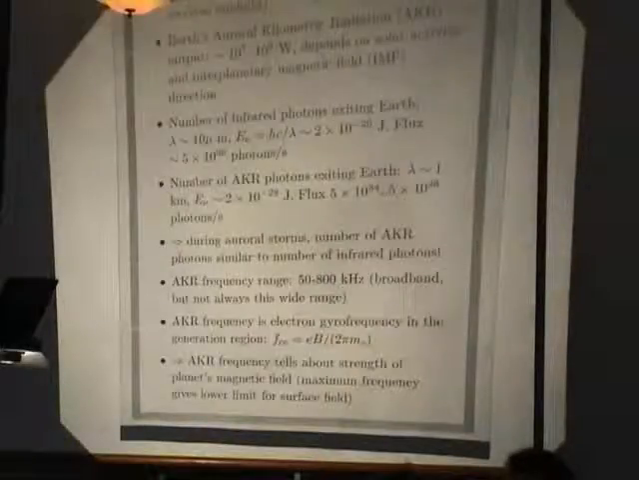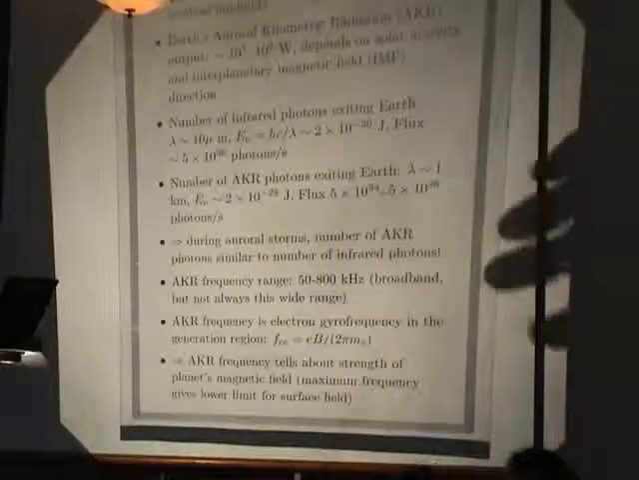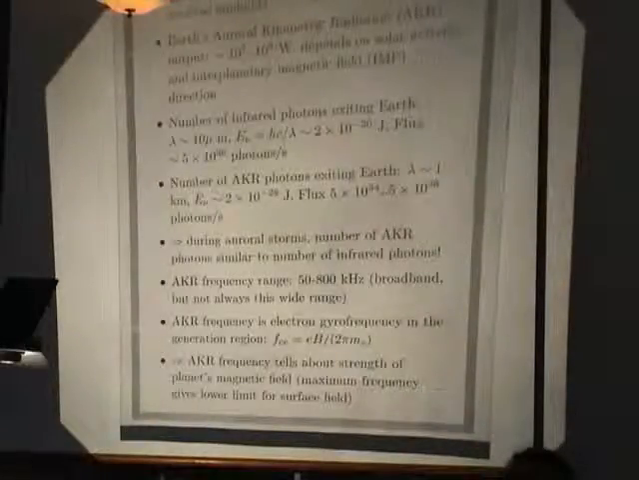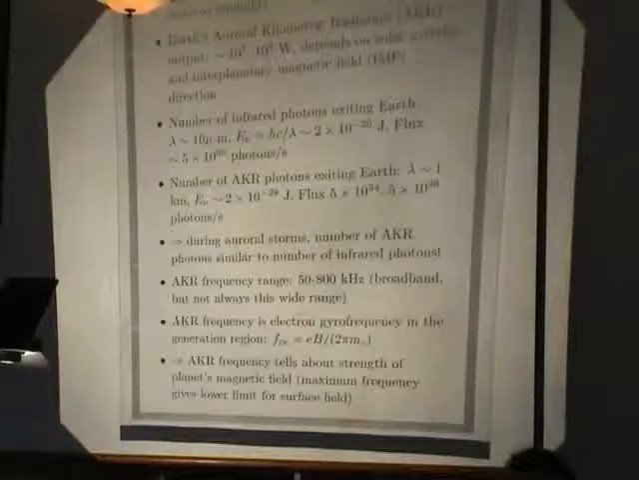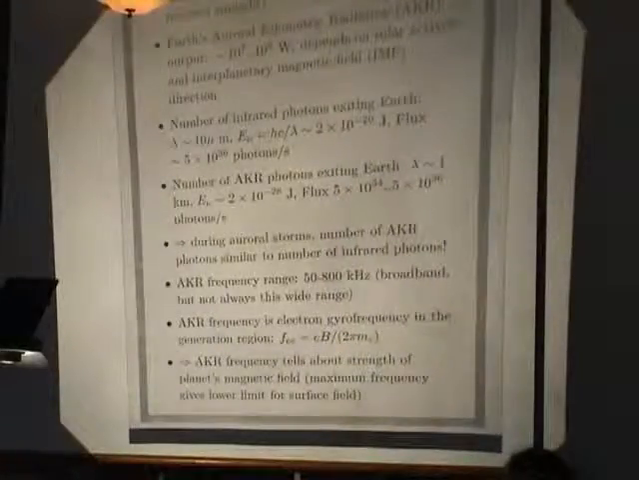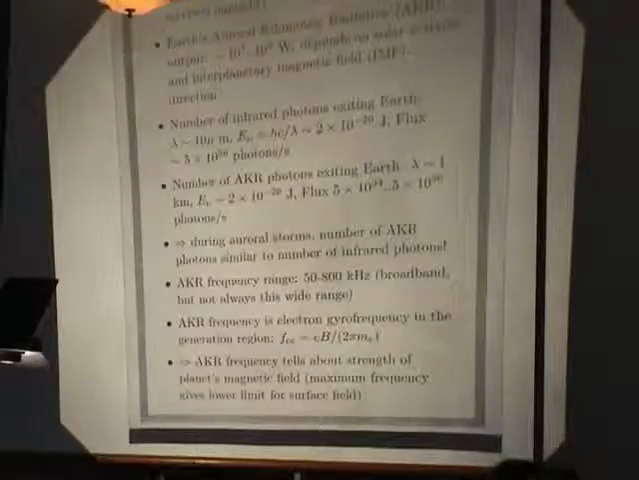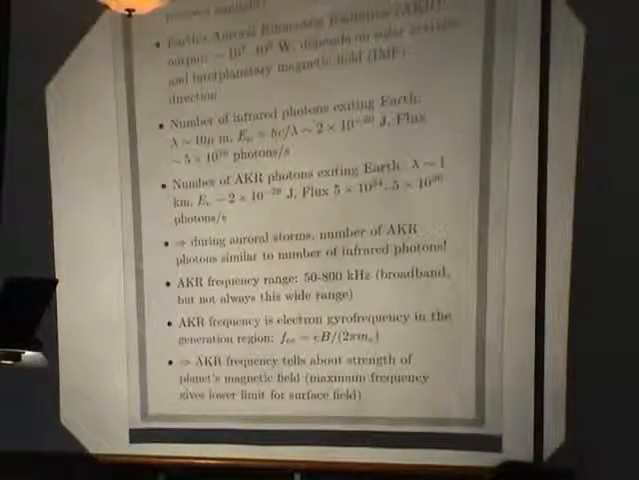And then this AKR emission, auroral kilometric radiation, has a frequency range of 50 to 800 kilohertz, and it's a broadband emission with varying characteristics. The frequency of the AKR radiation is always exactly the same as the electron gyro frequency at the generation region. From this it follows that the frequency of the AKR tells the magnetic field value at the generation altitude, and obviously it is a lower limit for the surface magnetic field of the planet. So in this sense, AKR radiation is an indicator of the strength of the magnetic field of the planet.